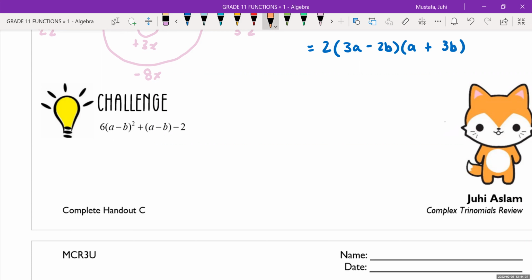For this question, we're going to do the substitution method. I'm just going to go ahead and let x equal to a minus b. And when I do that, I am going to get 6x squared plus x minus 2. I'm then going to factor this. So don't rush, take your time, factor it, and then check your work when you're done.